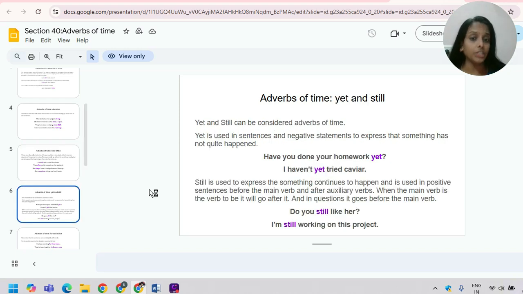When we talk about adverbs of time, there are two words which are most important. One word is yet and the other word is still. So yet and still are considered adverbs of time. When do we use the word yet?